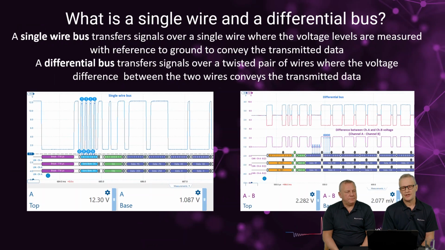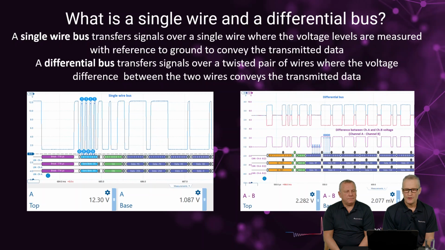So that brings us on to the bus and what is a single wire and a differential bus. Well, a single wire transfers signal over a single wire, single cable, where the voltage levels are measured with reference to ground to convey the transmitted data. So if we just stop there for a second and think of LIN bus, this is the example on the left. We've got a 0 volt to 12 volt signal with reference to ground, where anything at the low level, 0 volt, represents a logic 0. Anything at the high level, a logic 1.